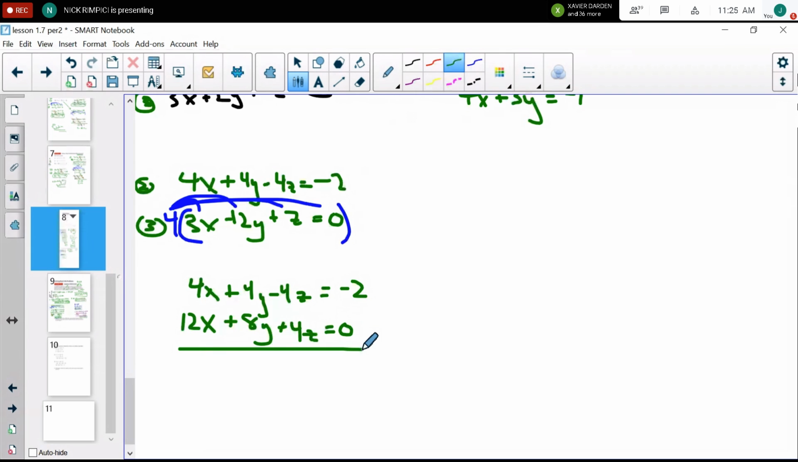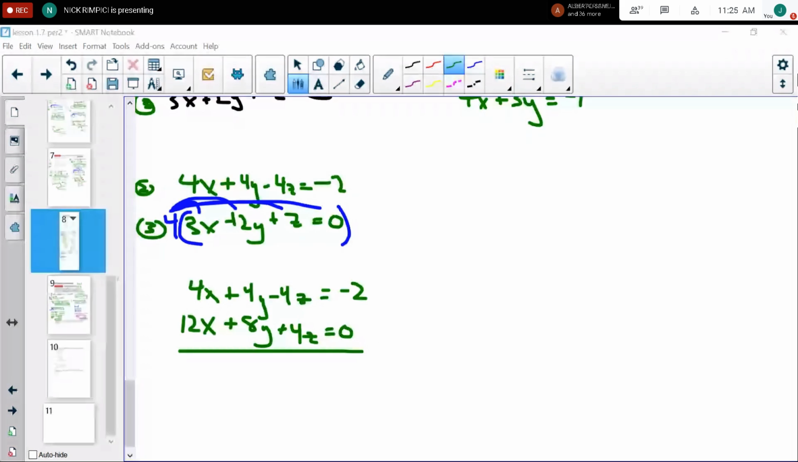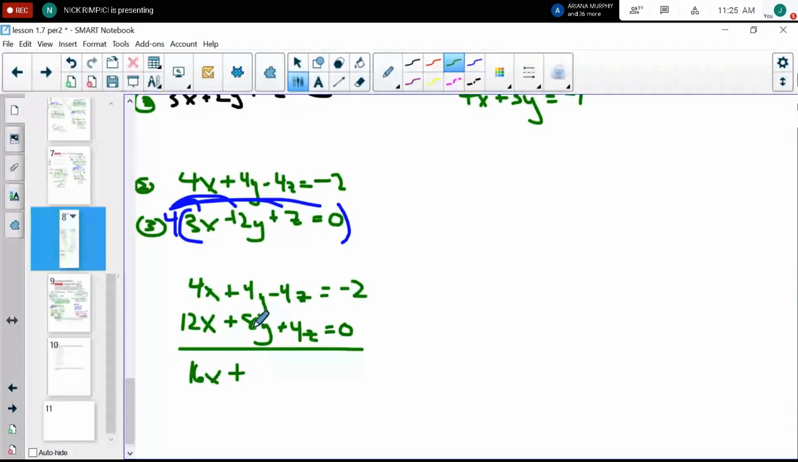Okay, so now I can combine these and just add them together. Let's see what happens when we add them together. That's 16x, right? 4x and 12x is 16x. Put these together, 8y and 4y is 12y. We're good there. These cancel out because one's -4z, one's +4z. And -2 plus 0 is -2. So here's one equation.